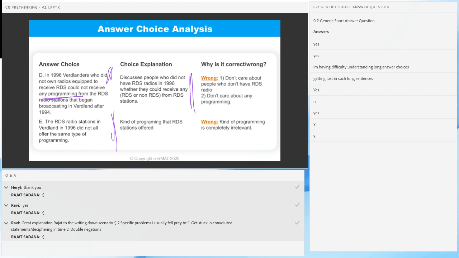Now I'm going to go back to and getting lost in such long sentences. Absolutely, you will get lost. That's why they are there, and which is where you need to build that skill. If you build that skill, you'll get so much better in critical reasoning.